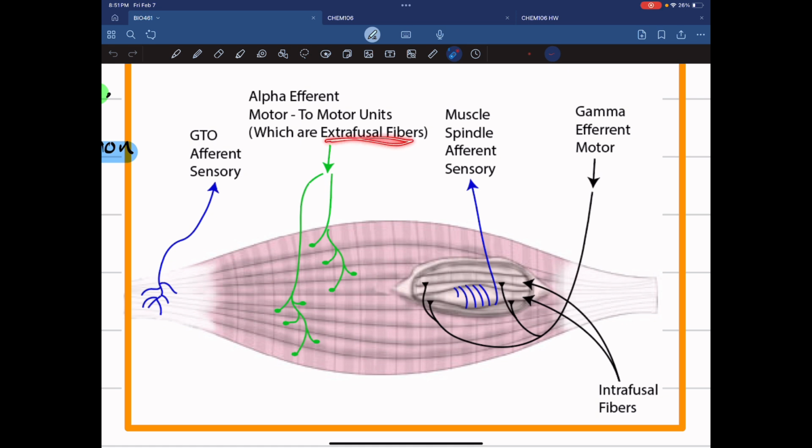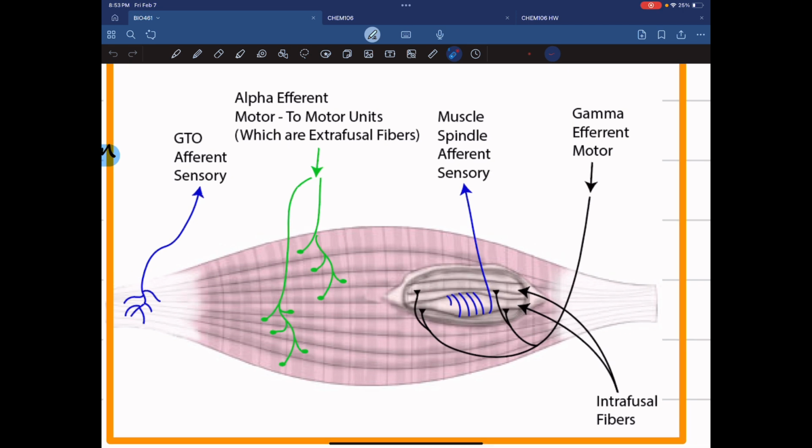Note that extrafusal fibers are contractile. So the muscle spindle's main function is going to be to sense muscle stretch and to signal that to the central nervous system. It's also going to activate stretch reflexes, causing contraction of the same muscle to resist overstretching. And this is modulated by gamma motor neurons, which help adjust the sensitivity.